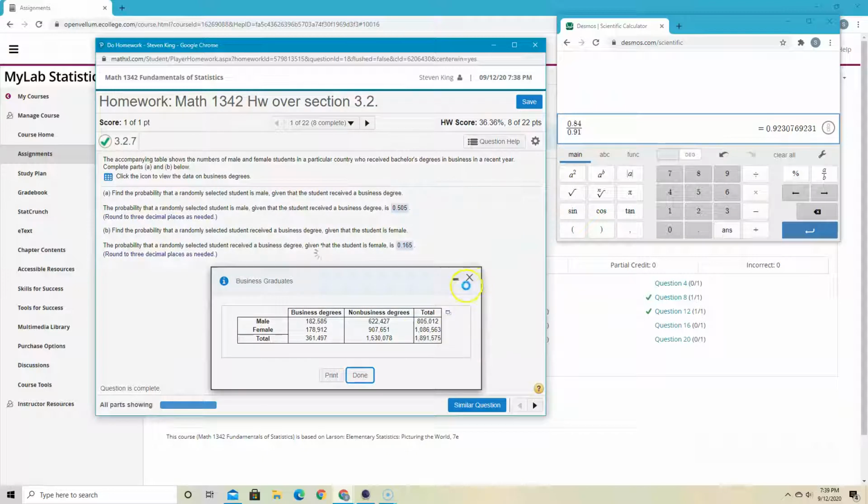So, okay. So let's take a look at letter A. Find the probability that a randomly selected student is male, given that the student received a business degree.